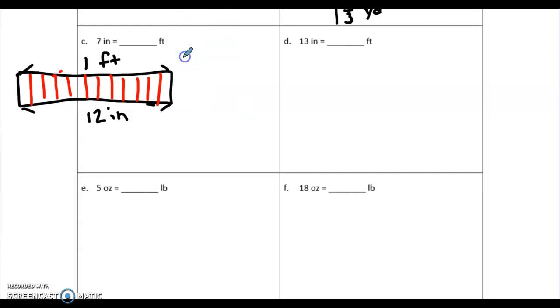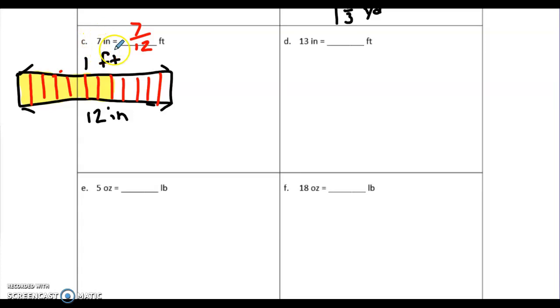So let's pick a highlighter here. And there's 1, there's 2, 3, 4, 5, 6, and 7. I have my 7 pieces. And now what does that truly look like in feet? Well, I don't have the whole foot. I have a fraction of a foot. So in my fraction of the feet, there's really 12 pieces in it. I have 7 of them shaded in. There's my answer, 7/12.